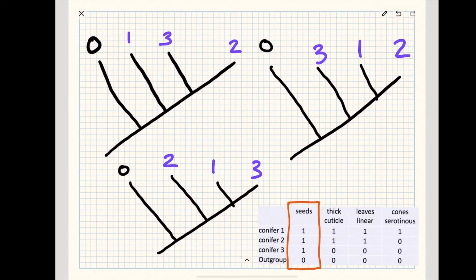Look at this very first character. Notice that there is a derived character state for all 3 taxa. And that means that on all 3 of these cladograms, we're going to have this character represented in the same place, right? At the base, in between the outgroup and the first species that evolved.